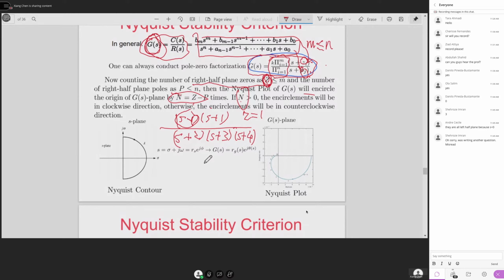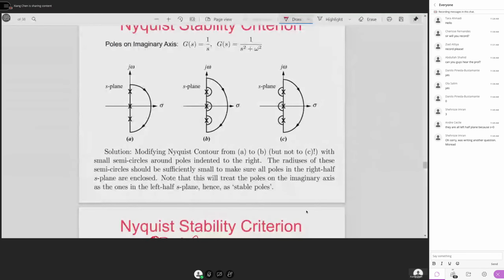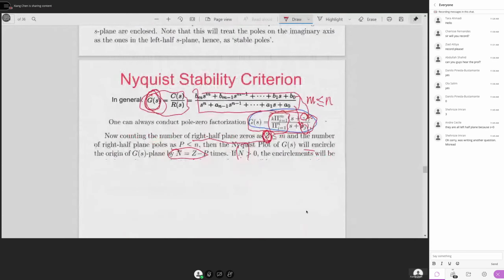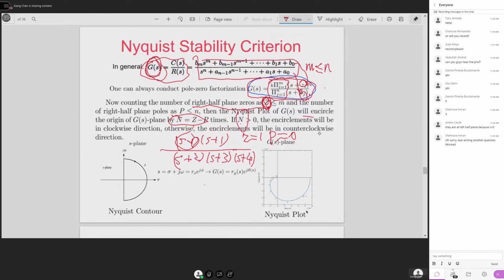So P is going to be equal to 0. Before you draw the Nyquist plot, you can predict it. You actually do not even need to draw the Nyquist plot. You can predict that N is going to be equal to 1, which means that if you draw the Nyquist plot of this, you're going to see net 1 encirclement around the origin.